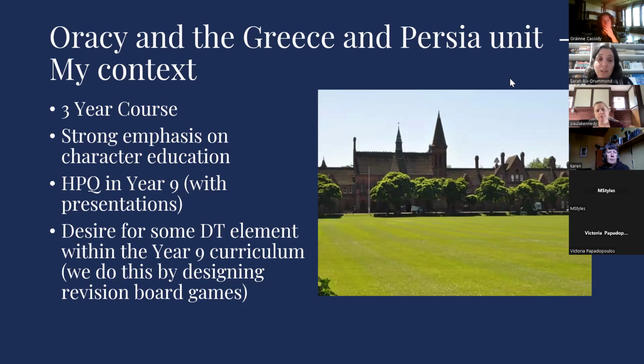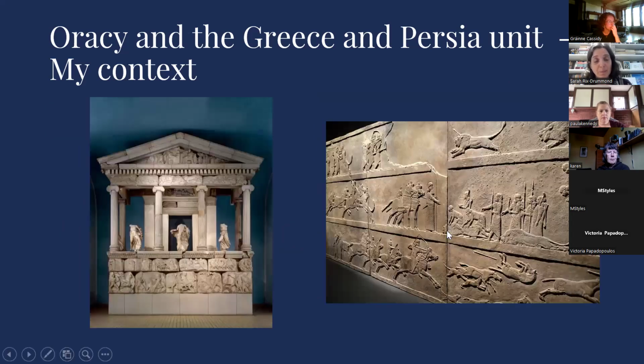We also have some design technology elements, because no one does design technology in year 9. So it feels like I've got lots of time and space to do lots of fun stuff. And I do, and I'm very privileged, but I'm not saying that everyone has the time and space to do these things. And the other thing about Oracy is my context.